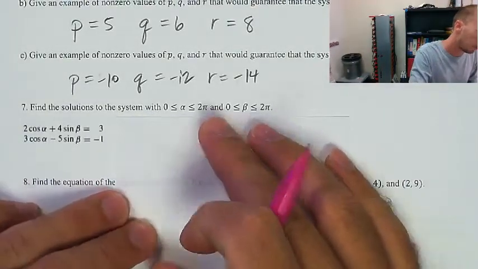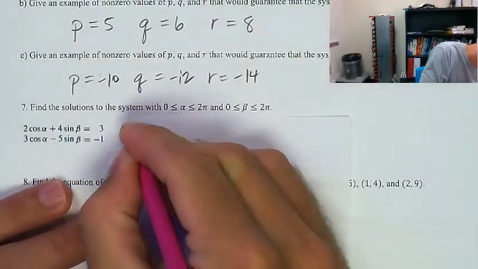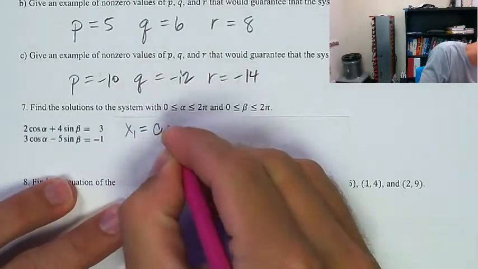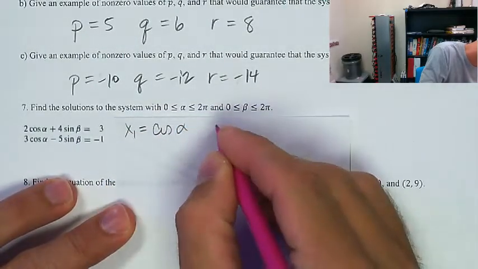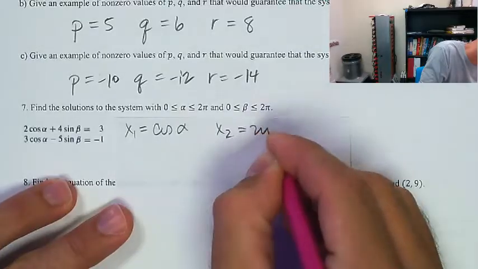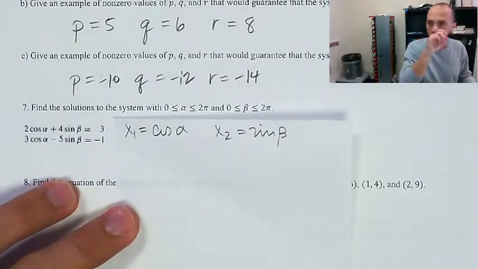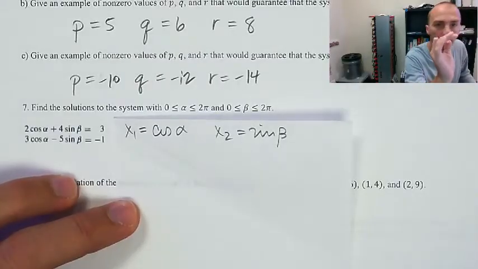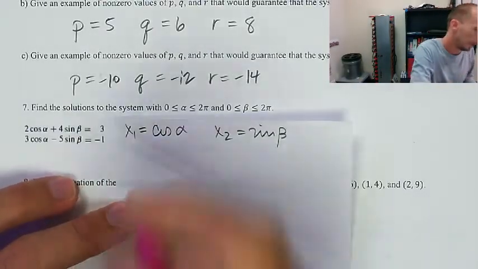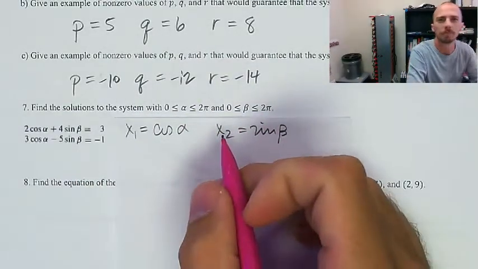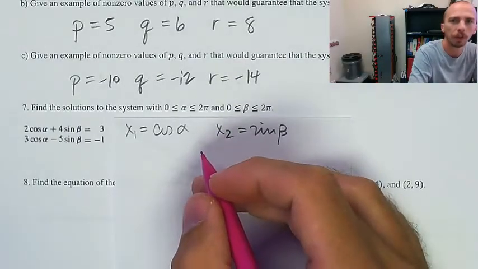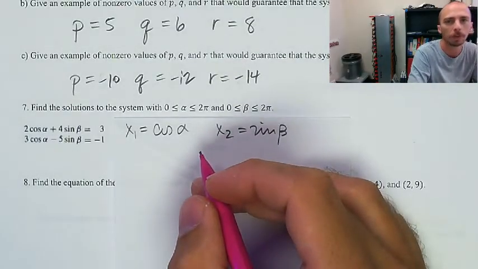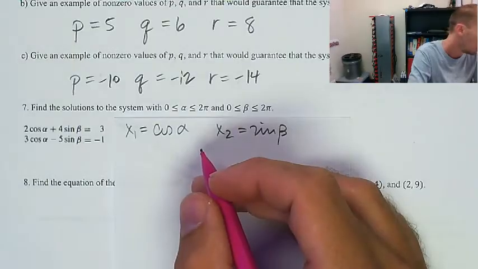What we're going to do is let x1 equal cosine of alpha, and let x2 equal sine of beta. Because if we just consider cosine alpha and sine beta to be static, then we have a linear system. This is a hint into ways that you can use linear algebra in situations that aren't exactly linear.